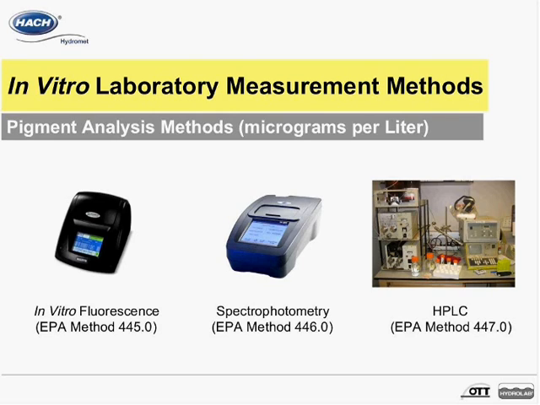The three methods listed here each have their own EPA method associated with them for the measurement of phytoplankton. EPA method 445.0 is used for in vitro fluorescence, EPA method 446.0 is used for spectrophotometry, and EPA method 447.0 is used for high-performance liquid chromatography.